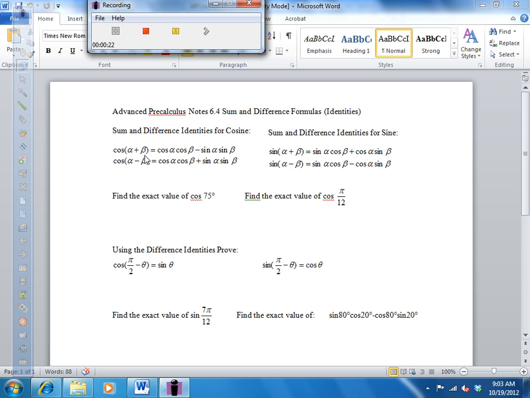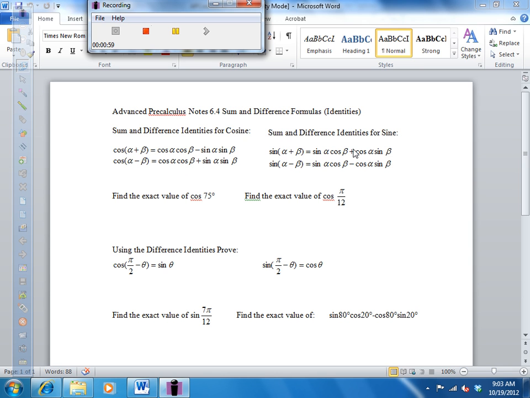So cosine, it's kind of rhythmic, if you will. Cosine A plus B is equal to cosine A cosine B minus sine A sine B, okay? For cosine A minus B, the sign in between the two is actually the opposite of what you would think it is. They call it alpha and beta, but it's cosine A cosine B plus sine A sine B, okay?